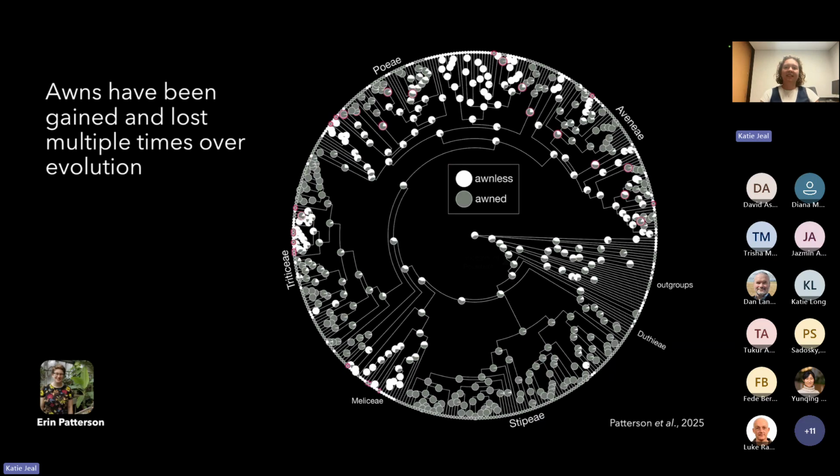And this flexibility at the organ level translates directly into evolutionary lability across the entire family. So Erin's work showed that while the leaf blade is a fixed constant, present in every single grass species, the awn is transient and has been gained and lost multiple times over evolution, with each gain in this figure being illustrated by a pink circle.